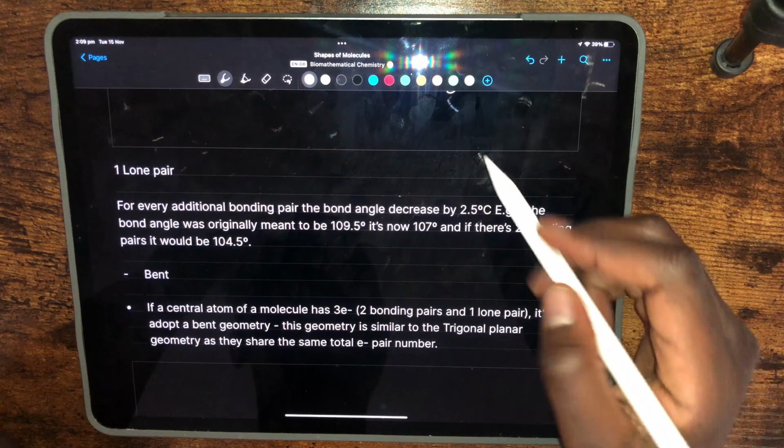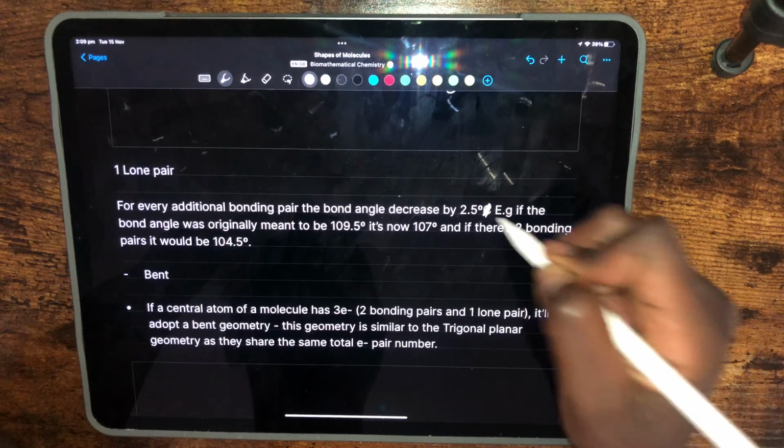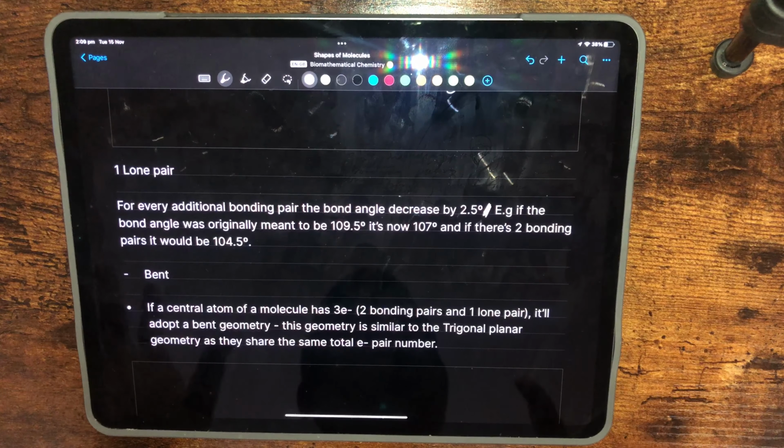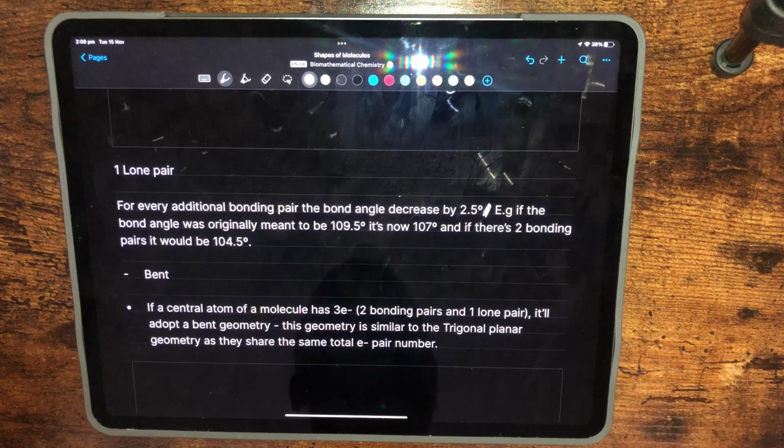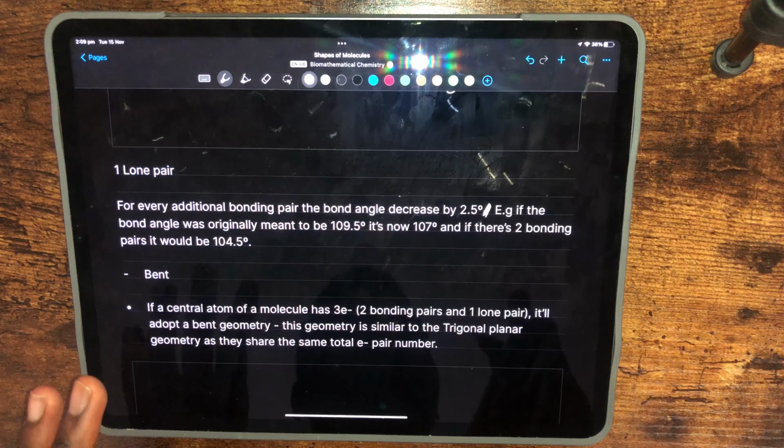Why did I say Celsius? It's not temperature. For example, if the bond angle was originally meant to be 109.5 degrees, it's now 107 degrees. And if there's two lone pairs, it will be 104.5 degrees. So the idea is every lone pair that you add, the bonding pairs get repelled. Remember, lone pairs repel bonding pairs more. So for every lone pair you add, the angle between bonding pairs would decrease by 2.5 degrees.